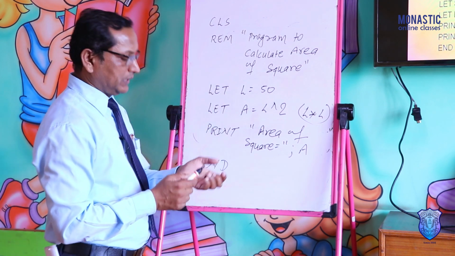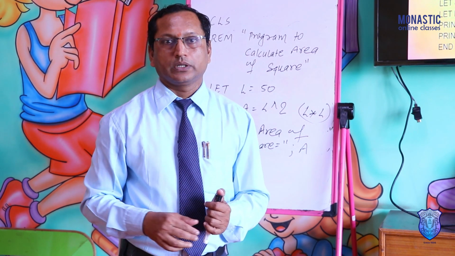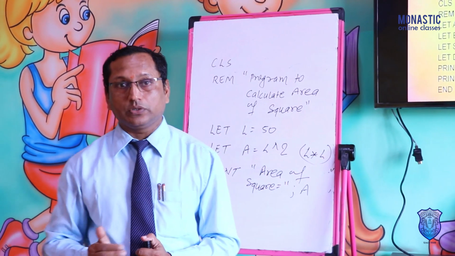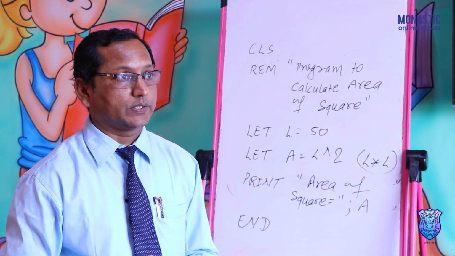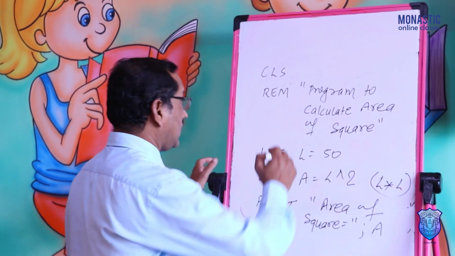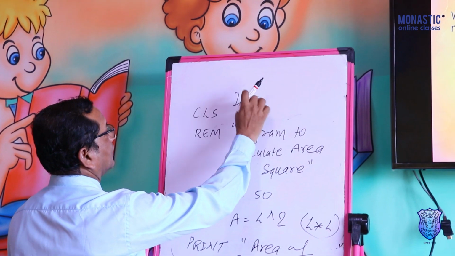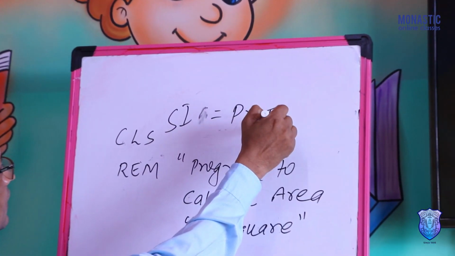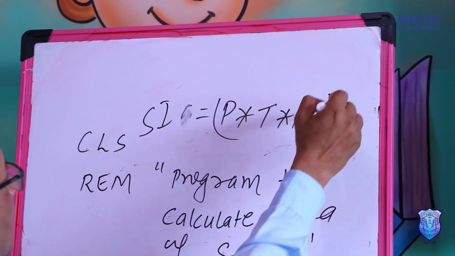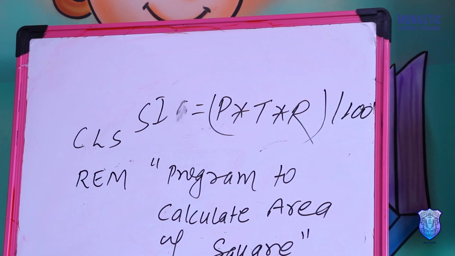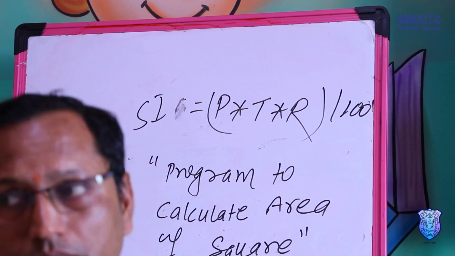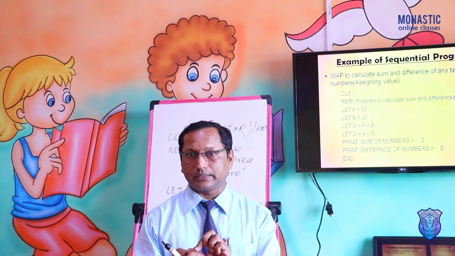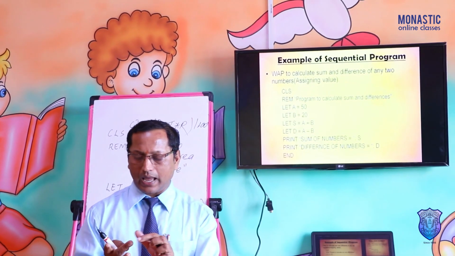Suppose the next question is calculate simple interest. How to calculate the simple interest? What are the input requirements for the simple interest? Then you have to go by the formula. SI is equal to P into T into R by 100. This is the formula. According to this question, what is the requirement? Principal, time and rate.